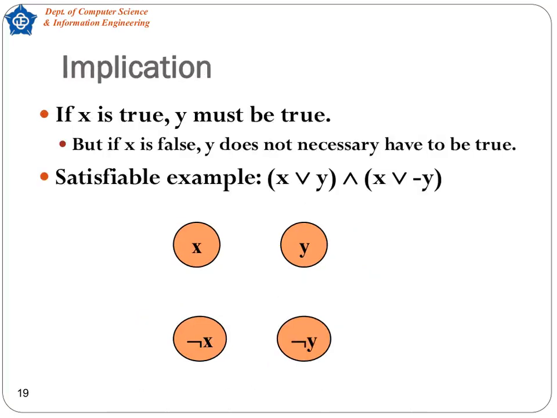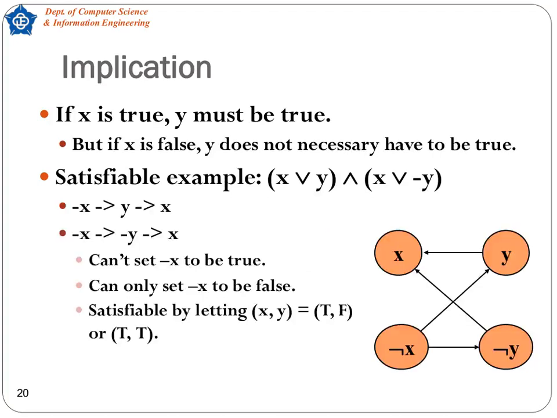Building on that idea of implication, remember, whenever X is true, Y must also be true. Yet, if X is false, Y can be either true or false without breaking the implication. Let's make this concrete. Take the formula, X or Y, and X or not Y. Both clauses force X to be true, but once X is true, Y can freely be either true or false, and the entire formula remains satisfied. In the accompanying diagram, you see the 4 literal nodes, X, Y, not X, and not Y, capturing all possible assignments and illustrating that at least one of them makes the formula true.